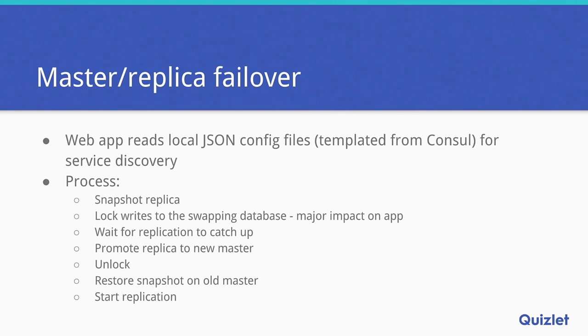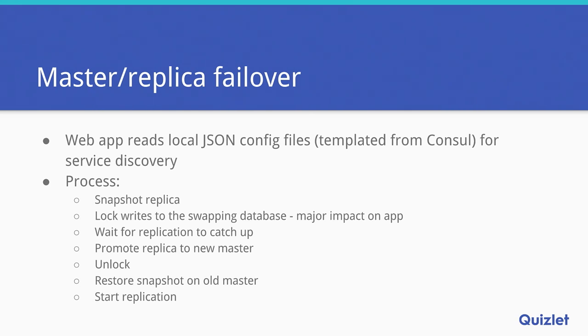So here's our process for this. We kick off this process. We pick a replica. We know we want to swap over to this replica from the master. And the first step is to snapshot that replica. So this will come in useful later on when we restart replication. So we snapshot the replica. We then lock writes on this whole system. So on the database we're switching, we stop doing writes. And this is because we need to wait for the replica to catch up. We need to wait for the failover.